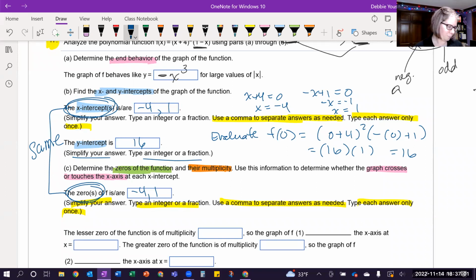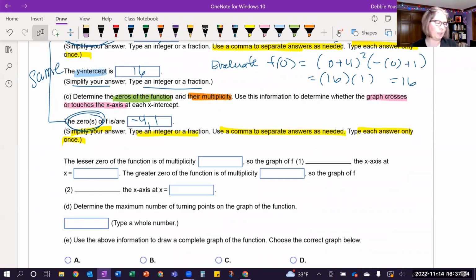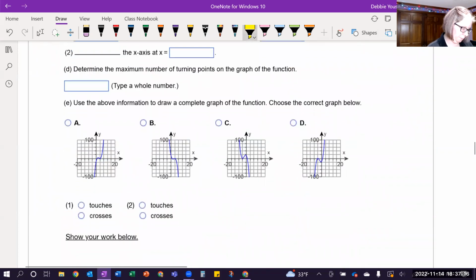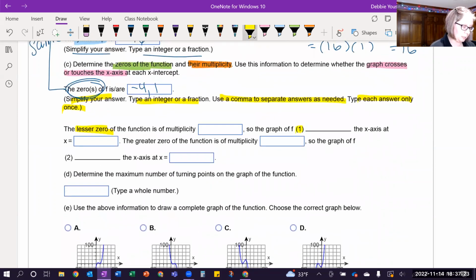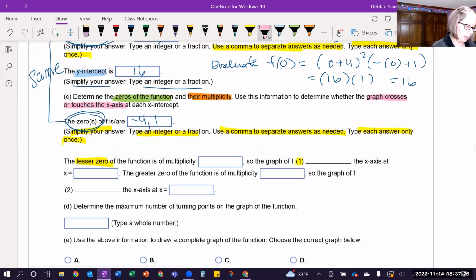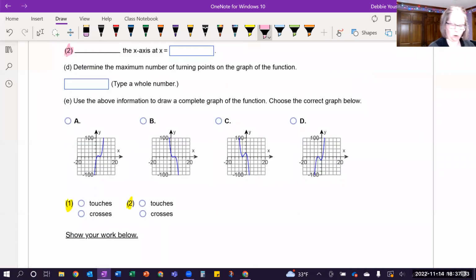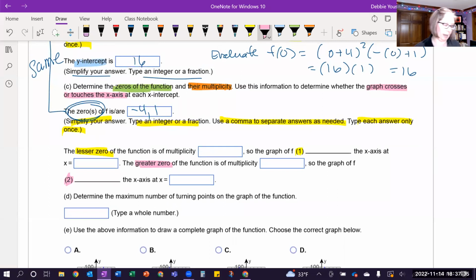So now it says the lesser zero, and this is where you got to be really careful. The lesser zero of the function is of multiplicity blank, so that the graph of f will either touch or cross, is what this little number 1 is saying down here. So touch or cross the x-axis at x equals blank. But then the other one says the greater zero is of multiplicity blank, so the graph, again, down here, it's labeled number 2, either touches or crosses at x equals blank.